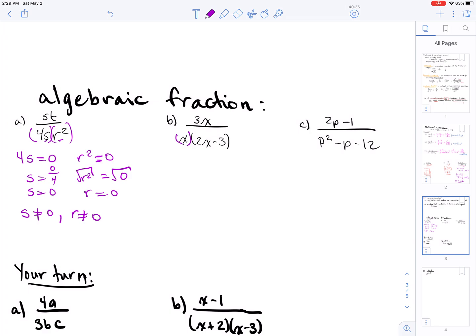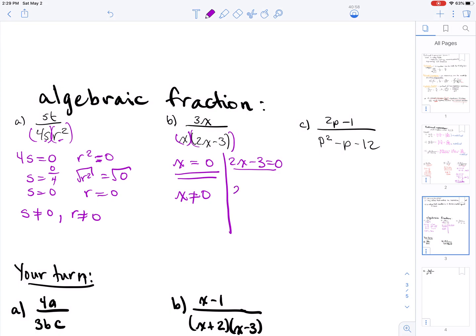Again, we have two factors. I have x equals 0. I'll isolate that as the first one. And I also have 2x minus 3 equal to 0. Let's work on x equals 0. Well, that's self-explanatory. X cannot equal 0. Now let's look at 2x minus 3 equals 0.